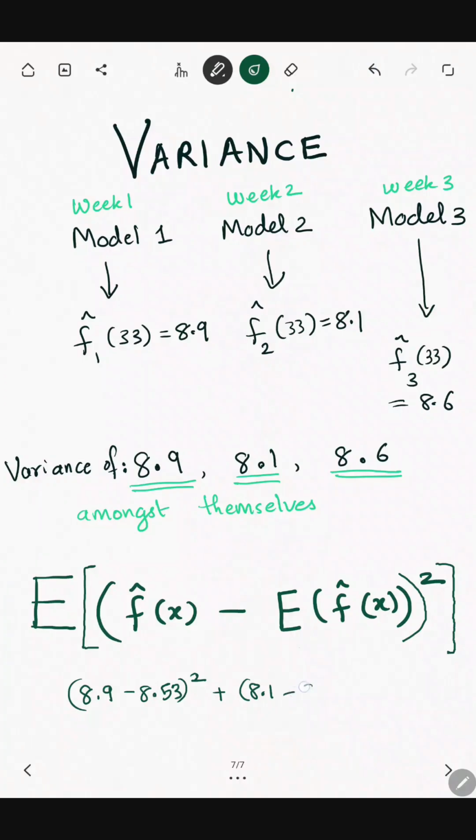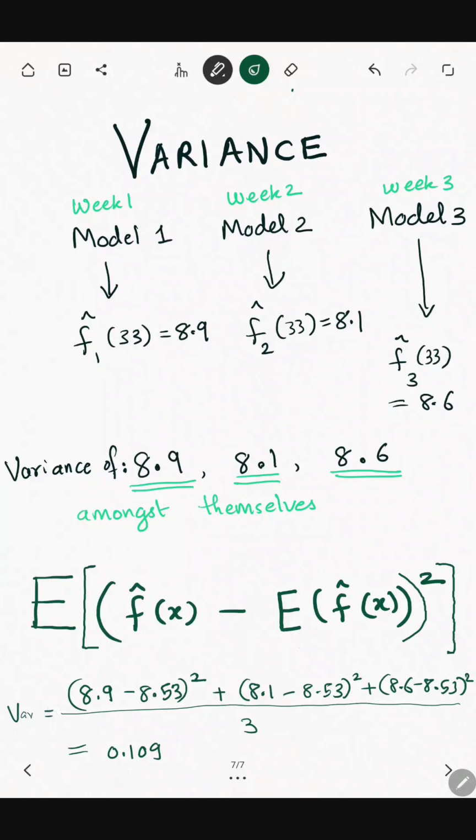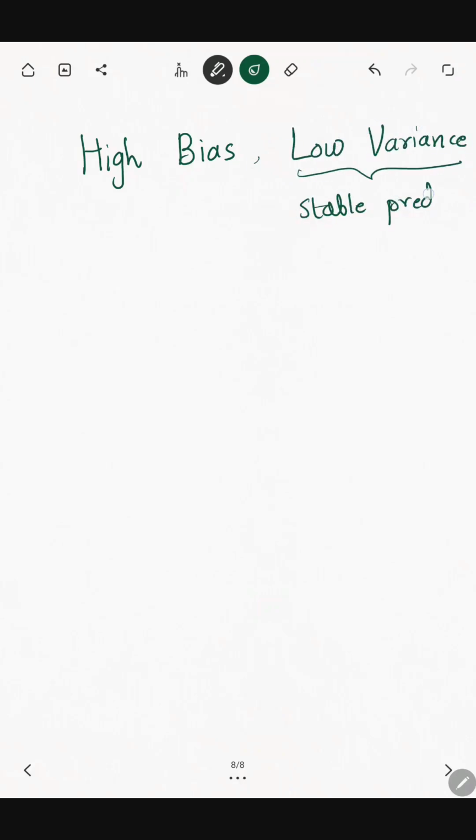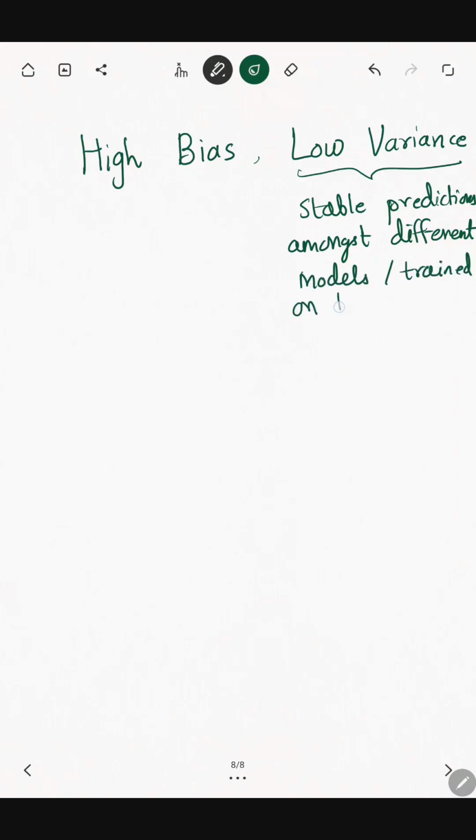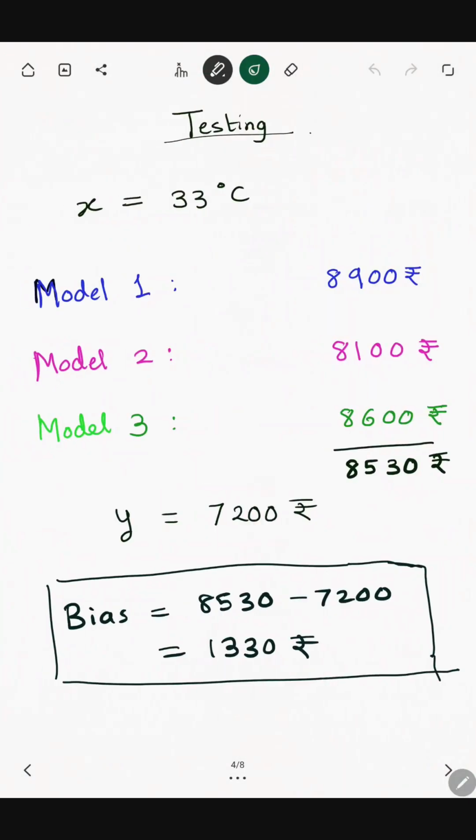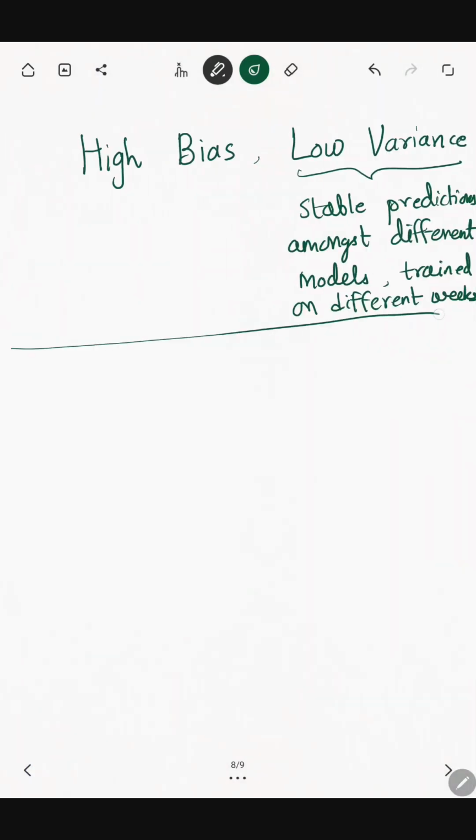Substituting the values, we get the variance as 0.109. That means the predictions are stable across different models. The variance amongst the different linear regression models is low, but bias is quite high.